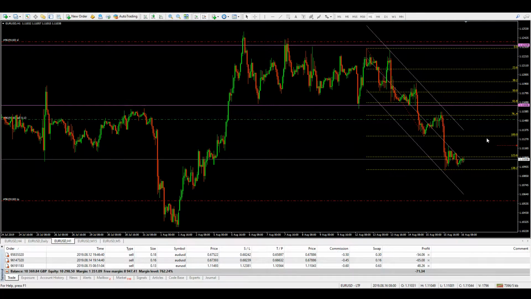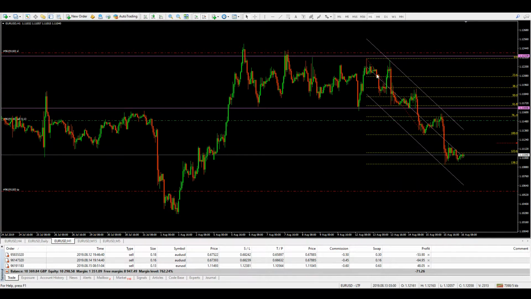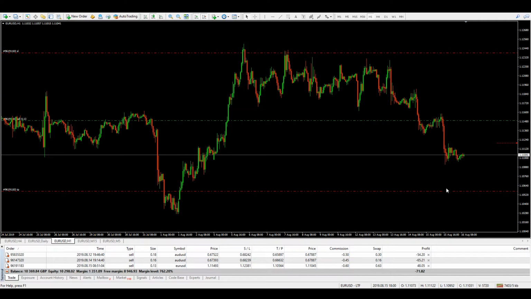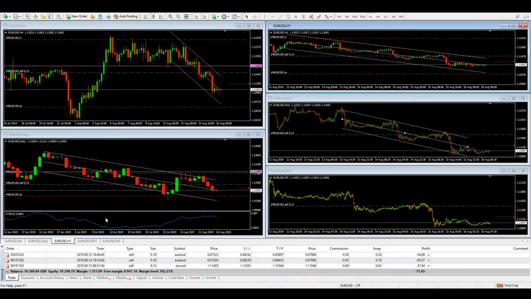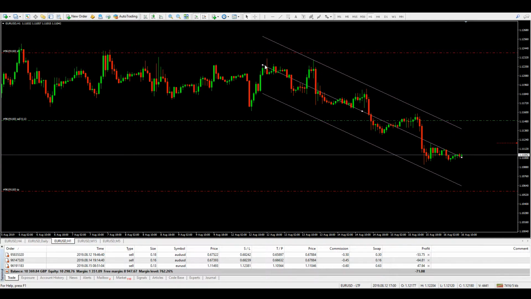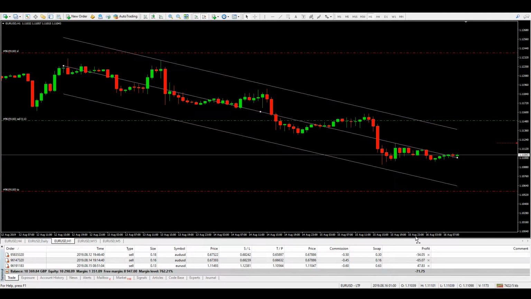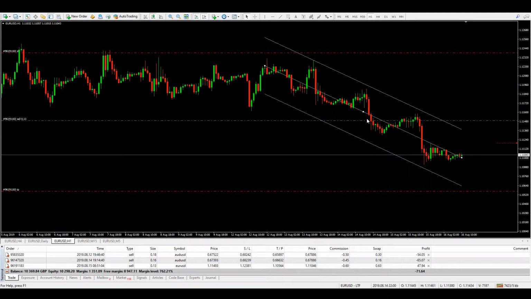If I look at the hourly, let's just tidy this up a bit, one moment, get rid of all of those. I always like to have my charts as clean as possible. You'll see I don't use any indicators. The only indicator I use is on the daily here, which is the ATR, but other than that, it's just price action that I'm using. If things get too cluttered, I just remove it. It helps me think clearer if there's not too many distractions on there.